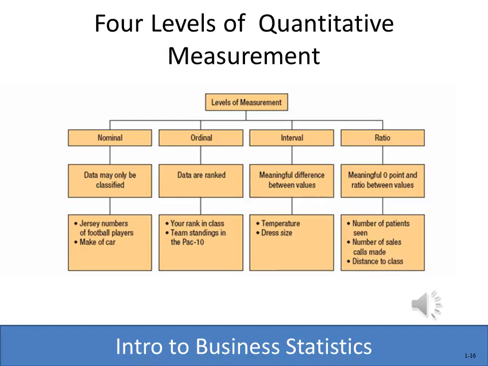Okay, so those are the 4 levels of measurement for quantitative variables: nominal, ordinal, interval, and ratio. Spend some time, look at the book, and make sure you do understand the difference between these.